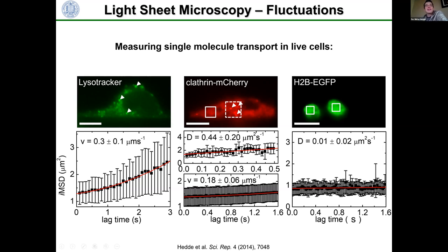In the center, you can see clathrin fluorescently labeled with the mCherry fluorescent protein. Here we analyzed 2 different regions. One is where there were no spots, so no clathrin pits, and we get more or less free diffusion again. But then you also have these clathrin pits that were internalized, and they are actively transported again. As a control, you can see here the H2B EGFP, which just binds to the DNA in the nucleus. In this case, we don't get any motion at all, at least not on that time scale.